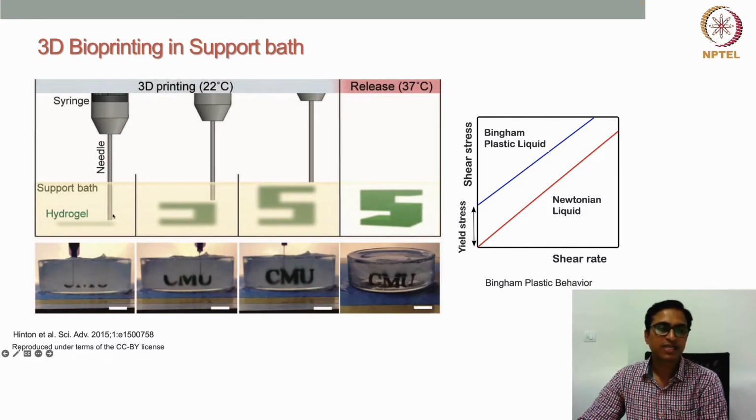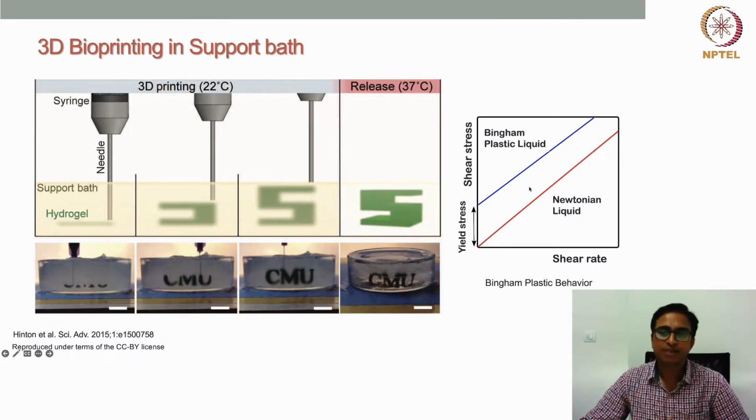Another thing is, gelatin microgel also behaves like a Bingham plastic. From this graph you can clearly see a Newtonian fluid, where there is no yield stress present. So at 0 shear rate, there is also no stress. As we increase the shear rate, the shear stress keeps on increasing, and it increases linearly. So that is the property of a Newtonian liquid.